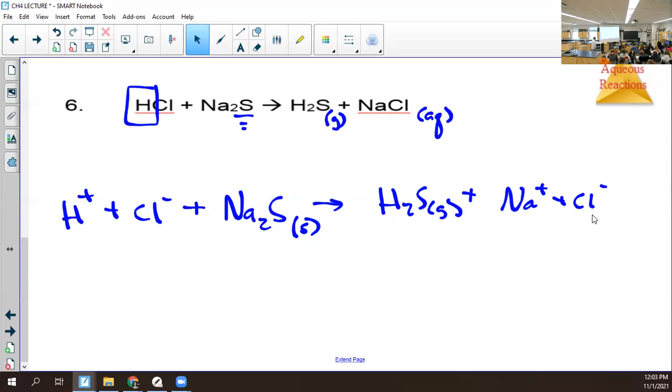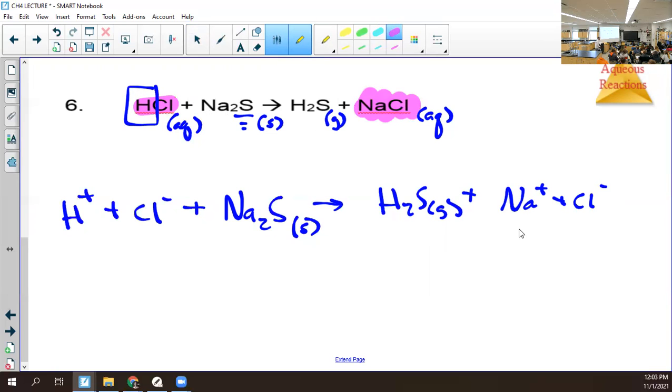Tell your partner what the only spectator ion is. So what was it? Cl. It's the only thing that was in both aqueous substances. That will be a spectator ion every time.